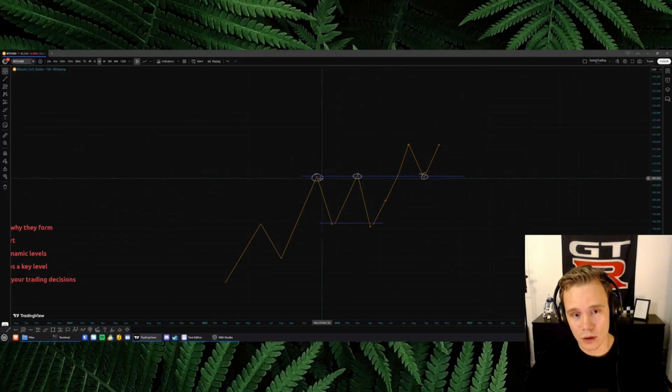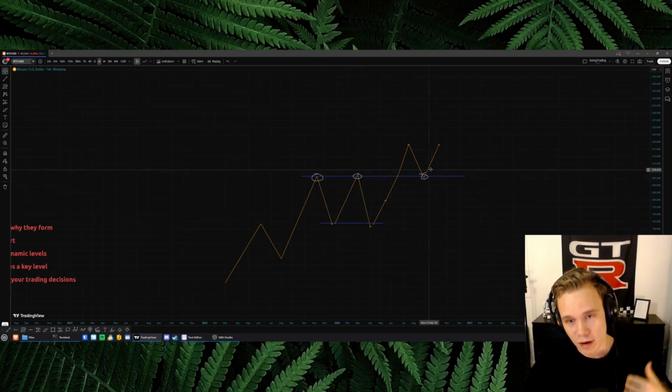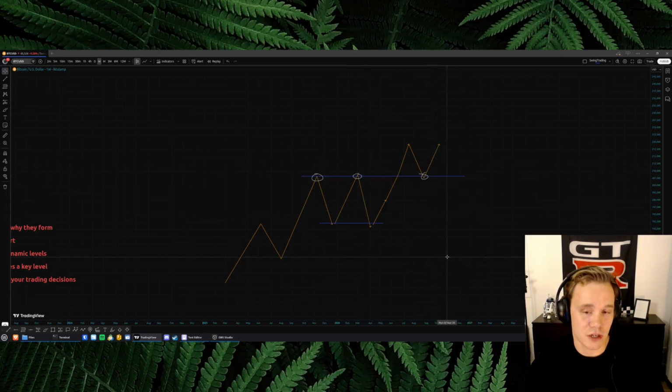So these ones, where shorting resistance is a reversal and buying support is a reversal, we can also take a breakout of a previous resistance level as a breakout trade to the upside, a continuation.